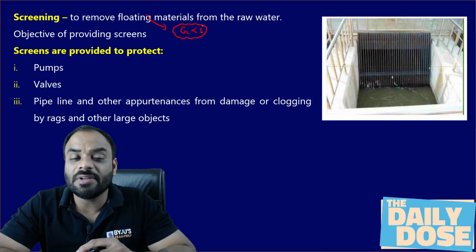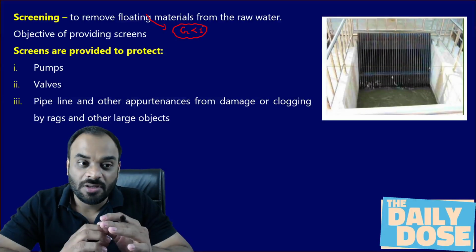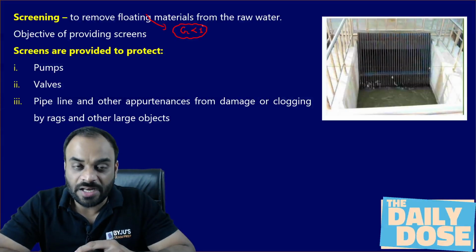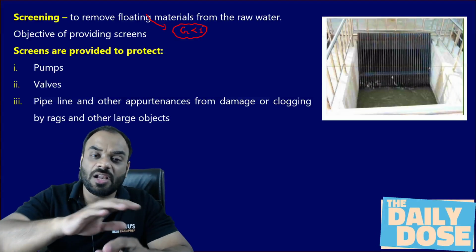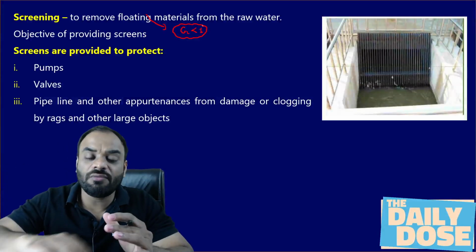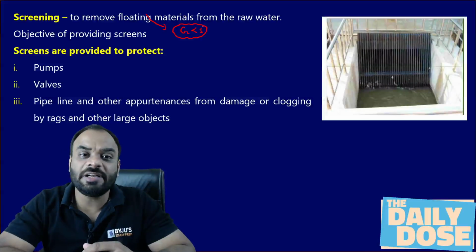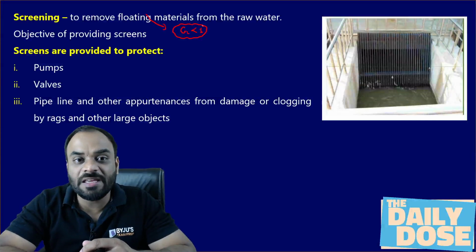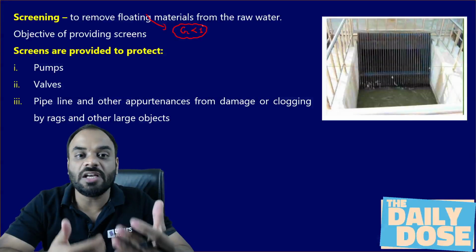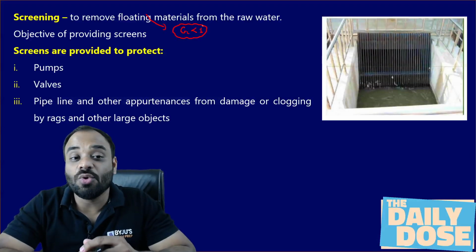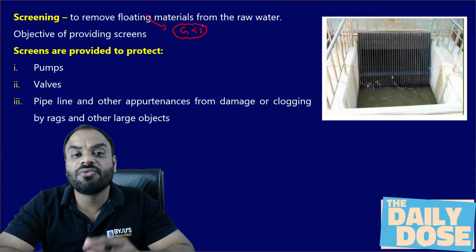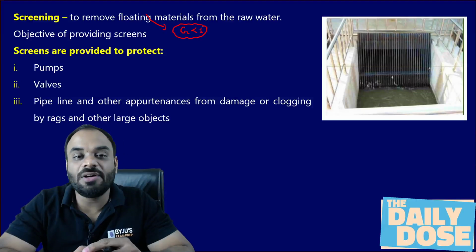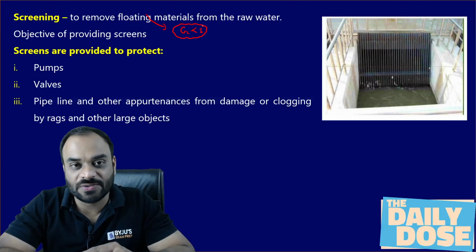Now the third and the main thing is, we need to protect our pumps, valves and pipelines, right? Why? Because if we allow such floating material into the water treatment plant process, then ultimately it may pass through the pumps, valves and pipelines, which may get damaged during the treatment process. That's why we have to remove the floating material from the water in our water treatment plant. I hope all of you are able to understand this concept which we have discussed today, right?